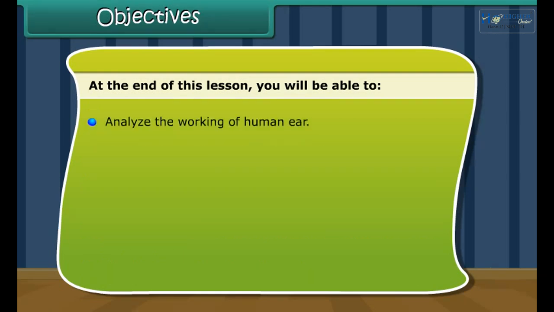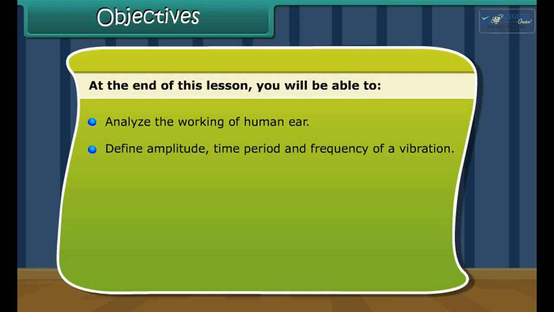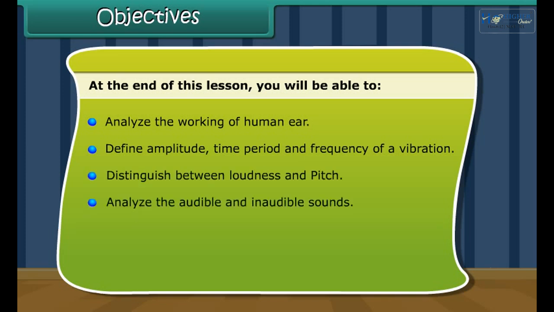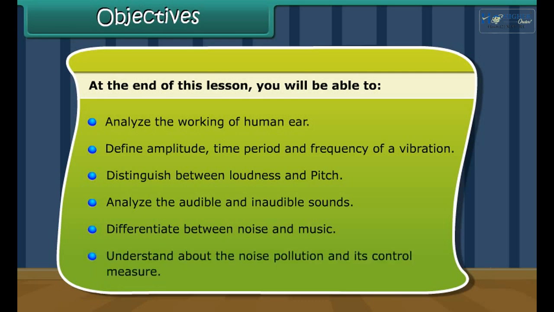analyze the working of the human ear, define amplitude, time period and frequency of a vibration, distinguish between loudness and pitch, analyze the audible and inaudible sounds, differentiate between noise and music, understand about noise pollution and its control measures.